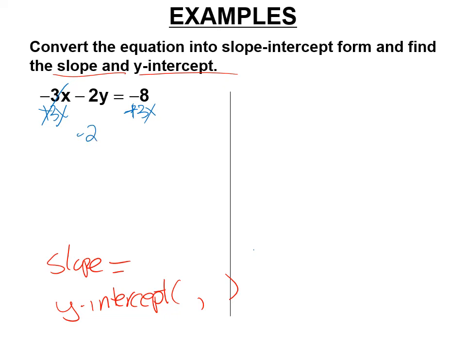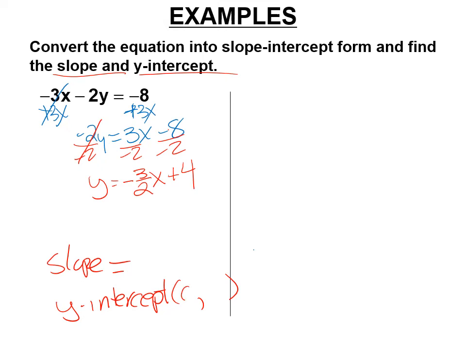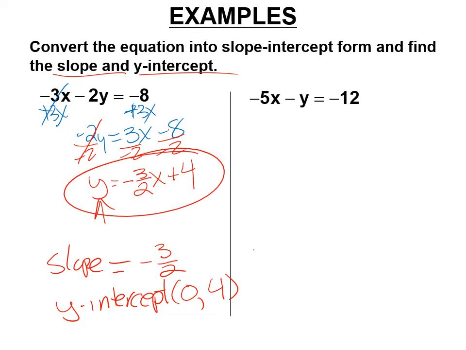So we get negative 2y equals 3x minus 8. Divide both sides by negative 2. All right, so we're not going to leave the negative sign in the denominator. It's y equals negative 3/2 x. Negative 8 divided by negative 2 is positive 4. So the y-intercept is 0, 4. The slope is negative 3/2. And we know that because now it's in slope-intercept form. Y here is all by itself on one side of the equal sign. That's your goal.